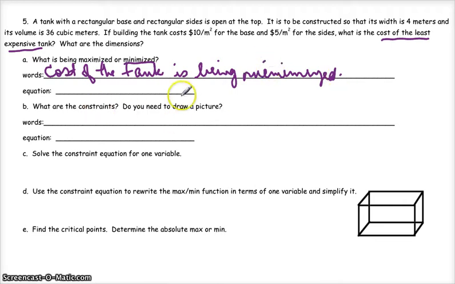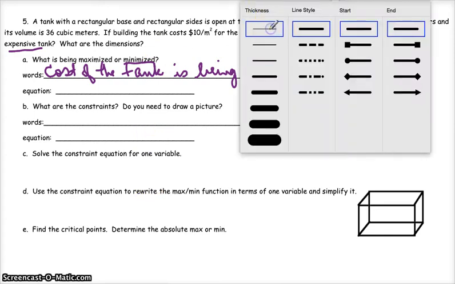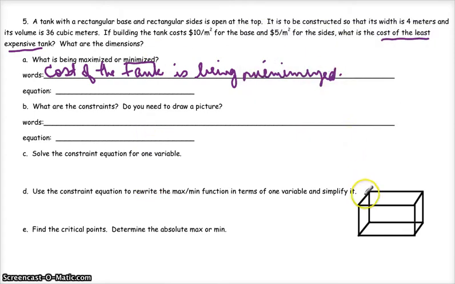All right, so the cost of the tank is being minimized. The equation is not quite as straightforward as the equations that we have looked at before. So I want us to think about this figure and what we can go ahead and label. We're not going to work in exactly the straightforward order that we've worked the previous problems. I know that it says that the volume is 36 cubic meters, so I'm just going to come over here and write volume equals 36 meters cubed.